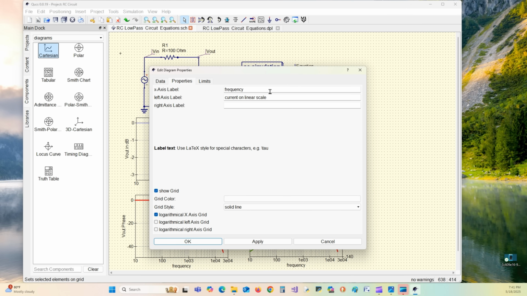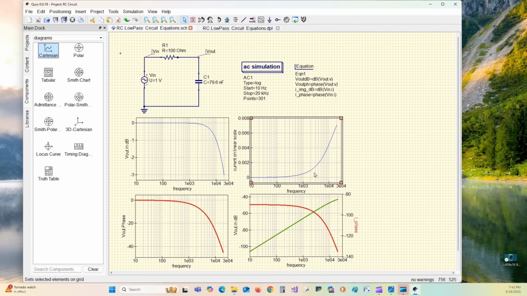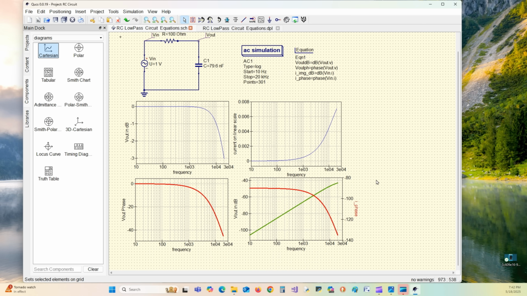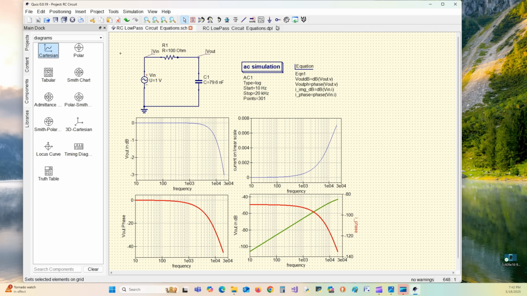We come over to frequency, current on a linear scale. That's what we're going to name it. And again, we show grid, solid line, logarithmic x-axis. Okay. And we get this. And you do it to the next two. Right? The next two items. Try to do that on your own. And now that'll be the end of that. Everything worked fine. We're going to go and actually build the circuit.